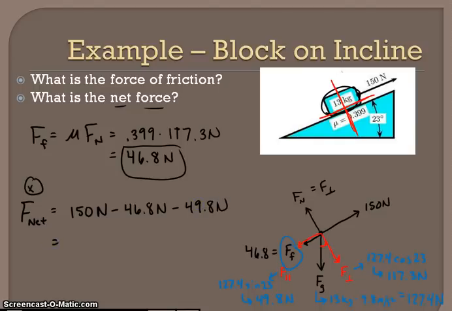Okay. And so I'm just going to do this now. I'm going to take my 150 minus my 46.8 minus my 49.8, and so I have a net force of 53.4 newtons. Okay, and so that's my net force as we're pulling this block up the incline. Okay, and I can see that I'm going to have to pause here.